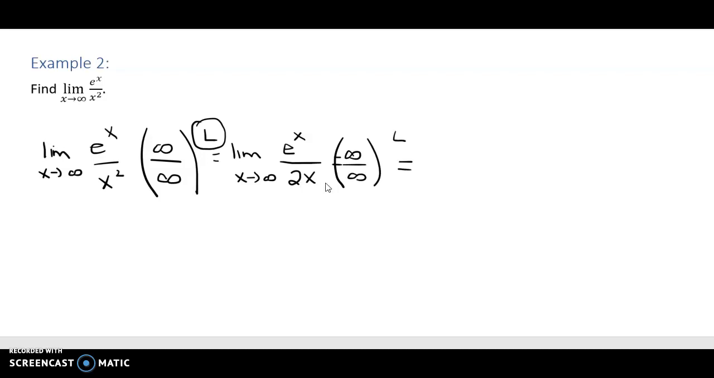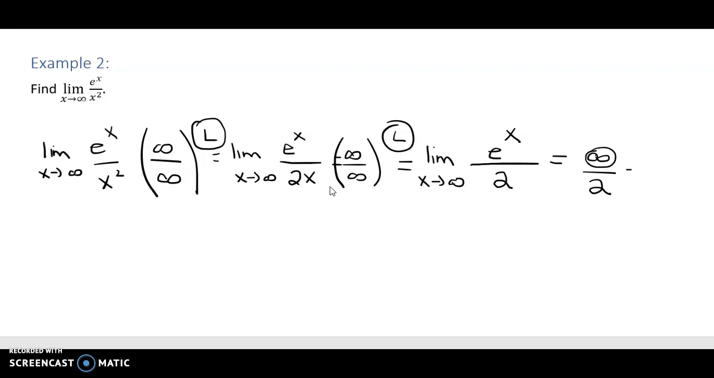So I'm going to go ahead and use L'Hopital's rule again by taking the derivative of the numerator and the denominator. So the derivative of e to the x is e to the x, and the derivative of 2x is simply 2, right? And so now, what is happening to e to the x as x approaches infinity? Well, it's approaching infinity. And what's happening to just 2? It's a constant, right? So it's simply 2. So an infinitely large number divided by 2 is still infinitely large, right? So the limit here is infinity.